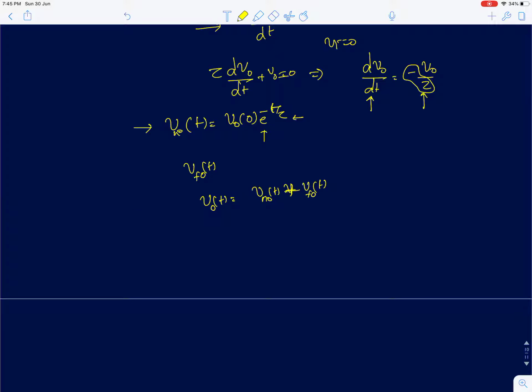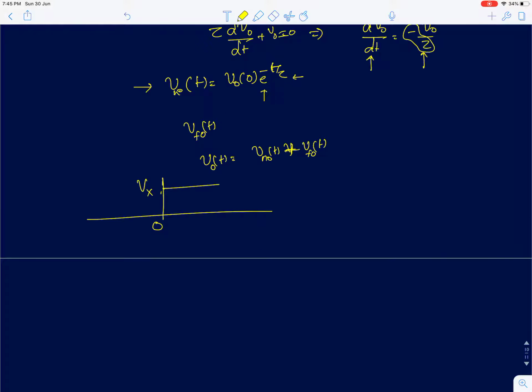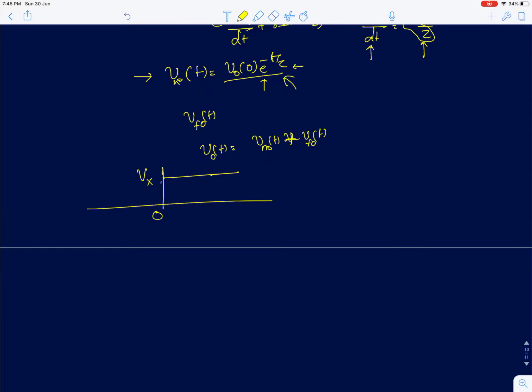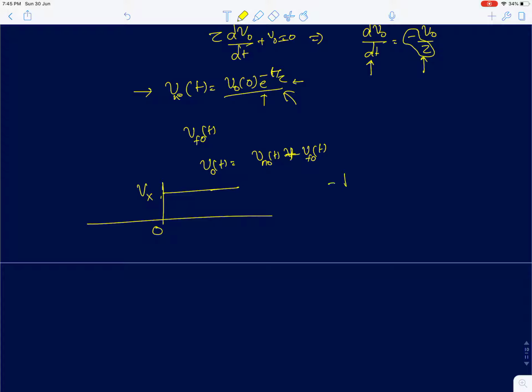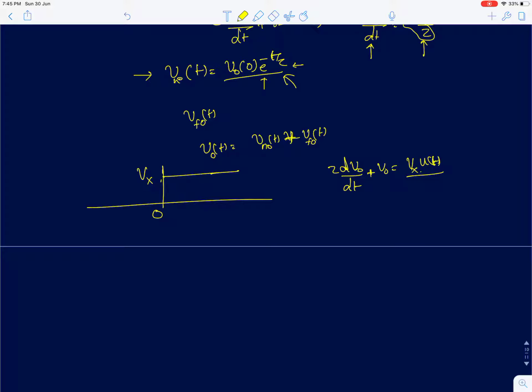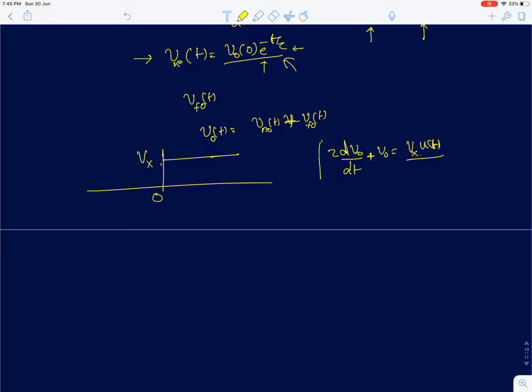Now we will find the response for a step input. So I'll apply a step of value Vx and find what the output is. First, the natural response is anyway given by this. Now we'll try to find the forced response. I'll not solve this equation. So this is a step input, which I'm going to call Vx into u of t, the step function. Now tau dV0 by dt plus V0 equals Vx u of t is the equation for a step input.